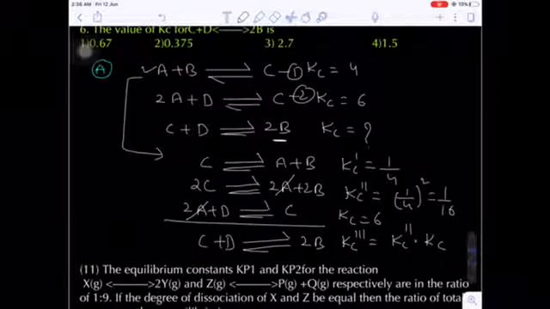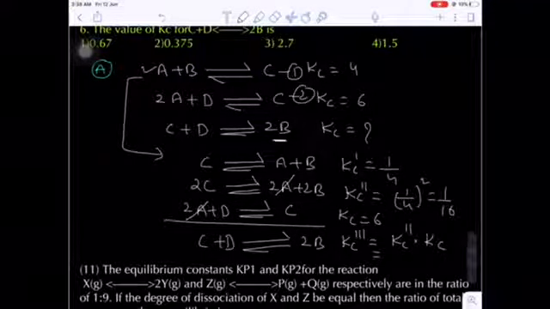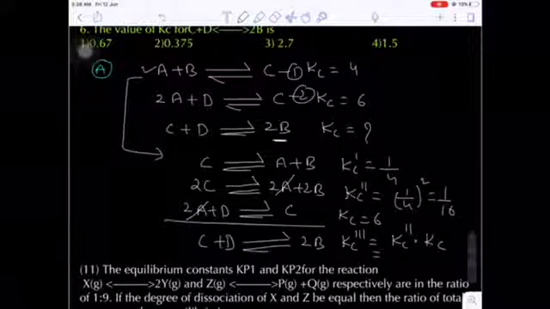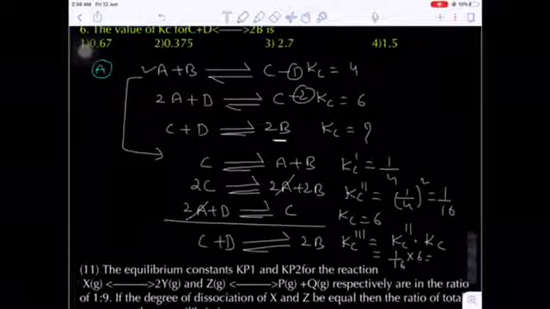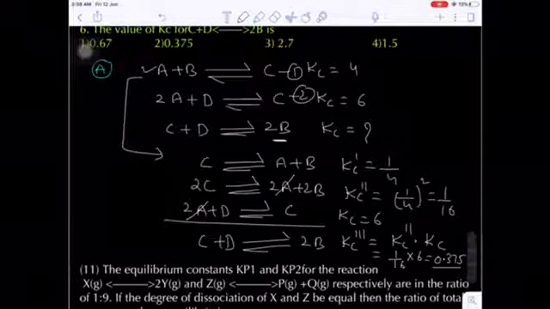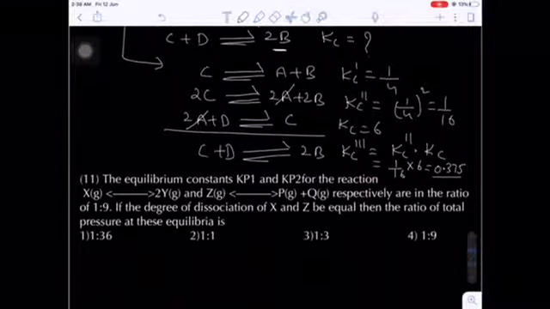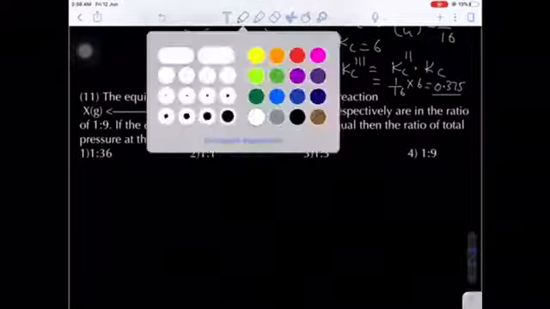When two reactions are added, the resultant equilibrium constant will be the multiple of the individual equilibrium constant values. So Kc double dash will be 1 by 16 into 6. 1 by 16 into 6 is 6 by 16, which is equal to 0.375. 0.375. Okay.